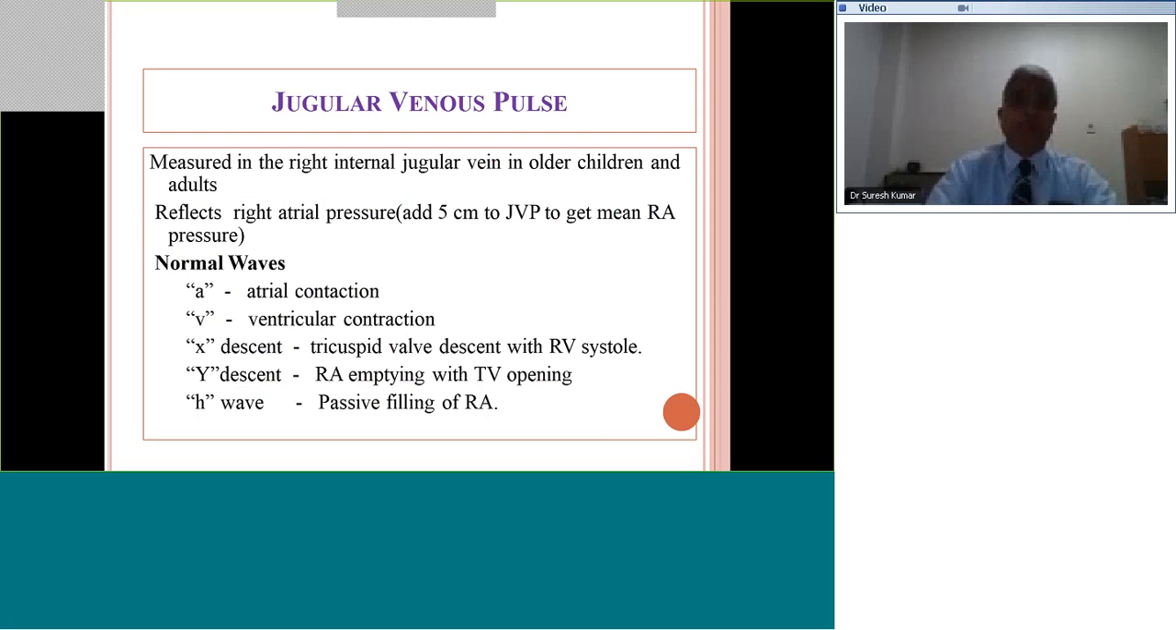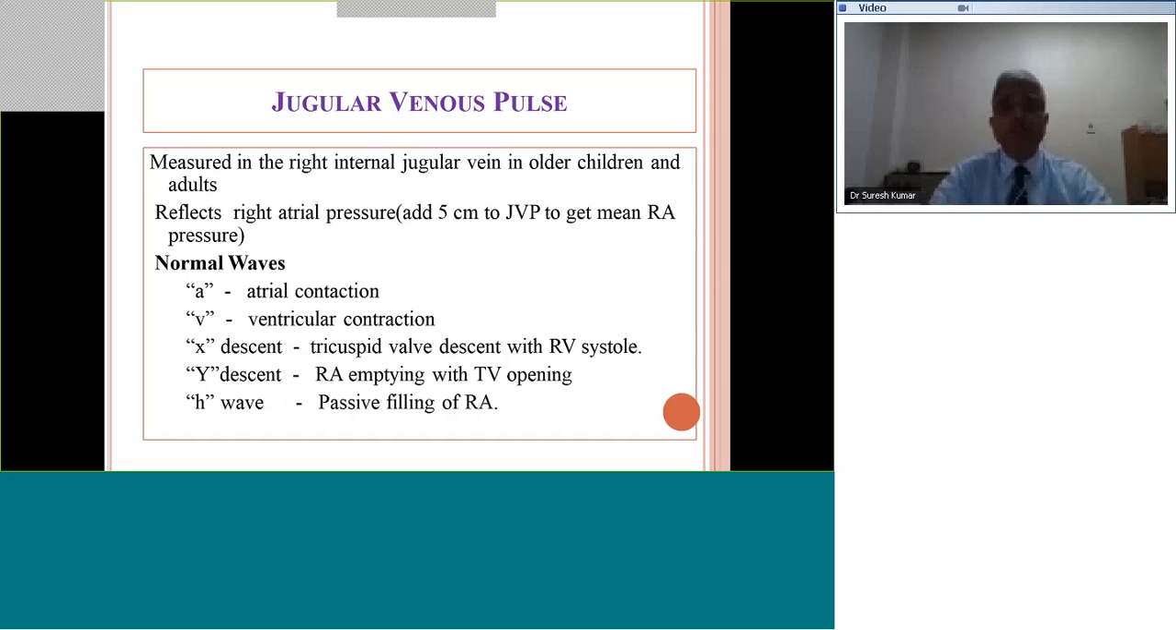Now, jugular venous pulse. The jugular venous pulse is observed, and the jugular venous pressure is measured in the right internal jugular vein in older children and adults. In an infant, do not bother to look at it. You can feel the liver, and the degree of hepatomegaly is a faithful indicator of the central venous pressure in an infant. But in an older child or adult, you will look at the jugular venous pulse.